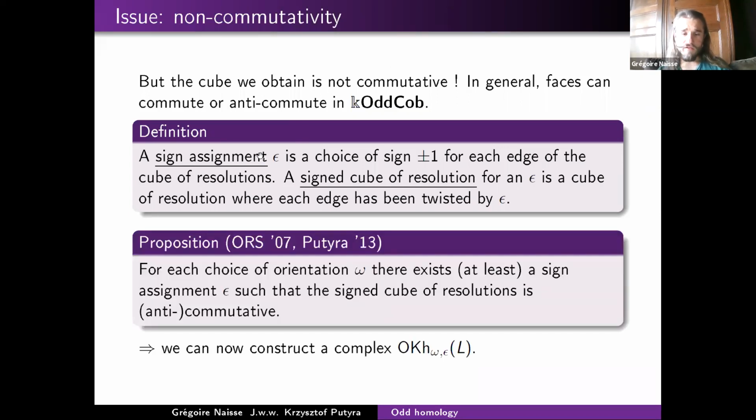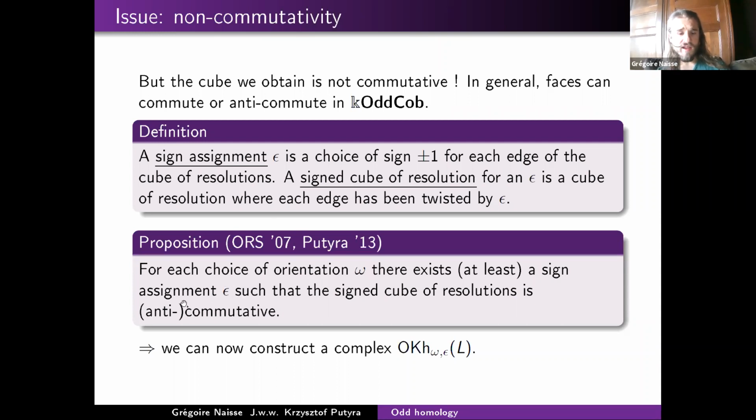And one of the main results of Ozsváth, Rasmussen and Szabó is that basically, and here I'm not sure if they do it in general, but at least I know that what they do is they give you a way to make a choice of orientation omega such that there exists a sign assignment so that the signed cube of resolution is anticommutative. But I know that Putyra showed that in general, given any orientation, there exists at least a sign assignment.